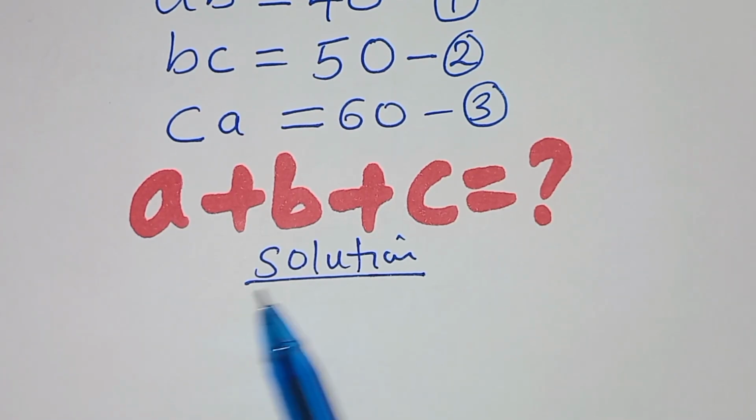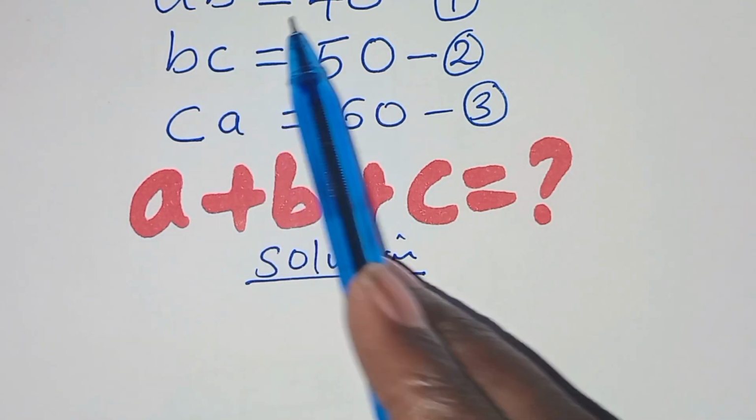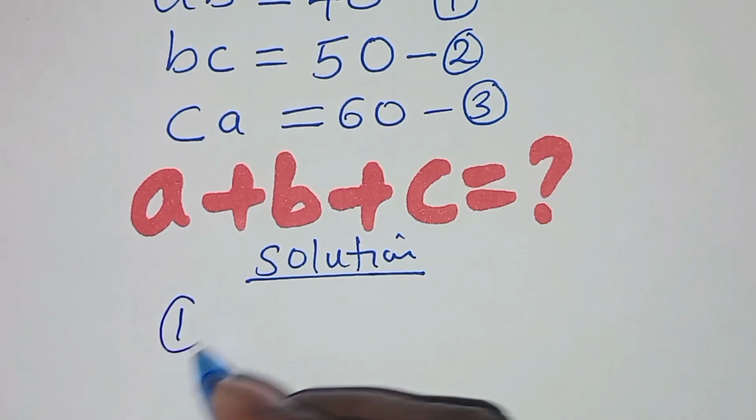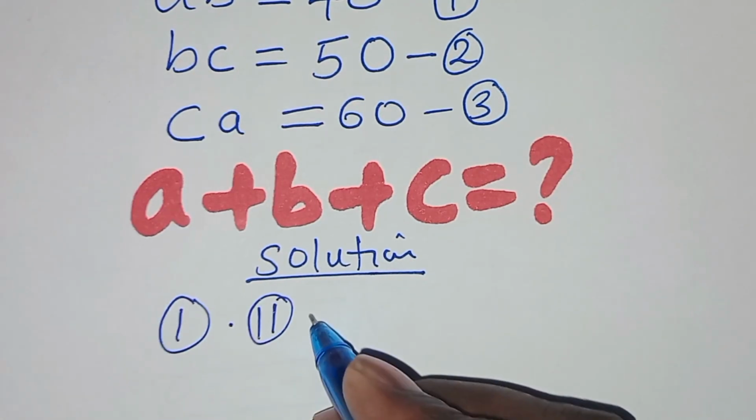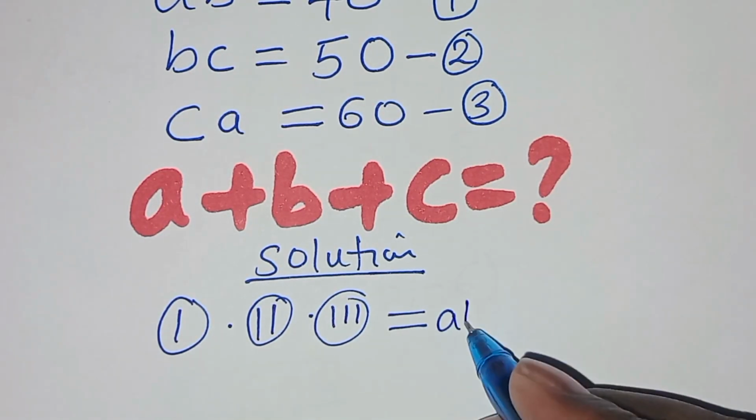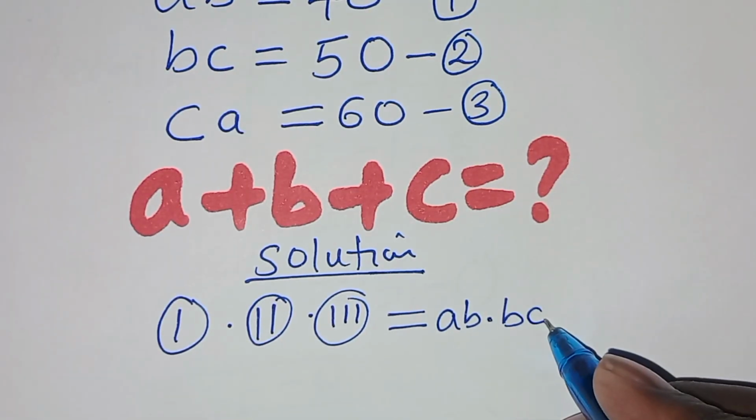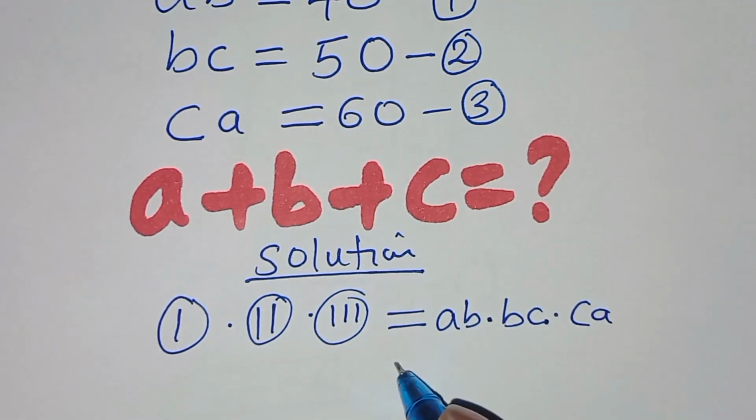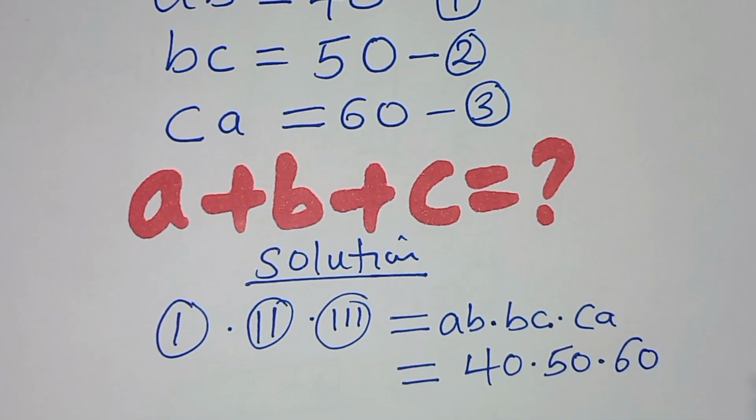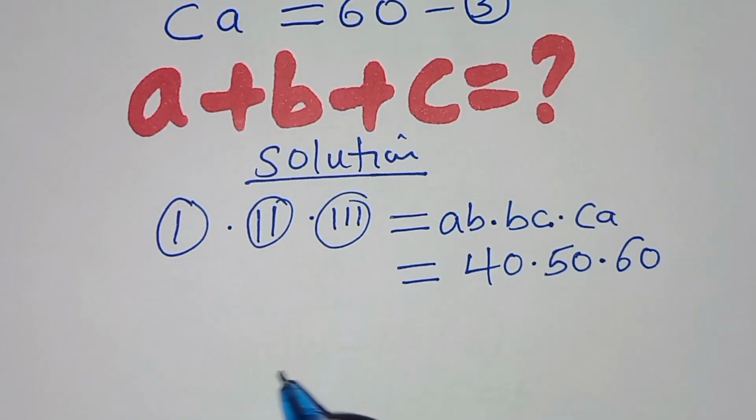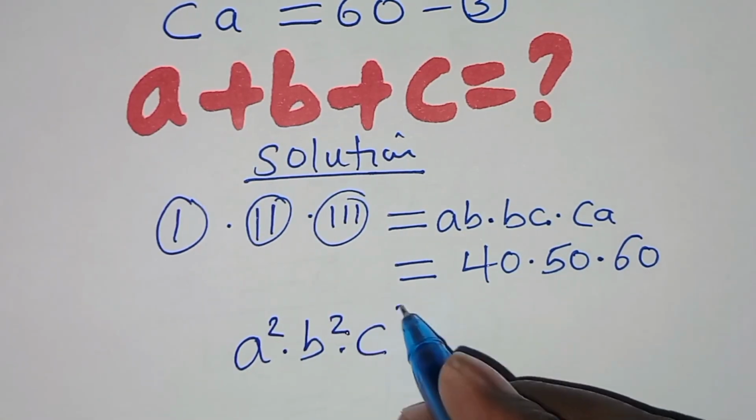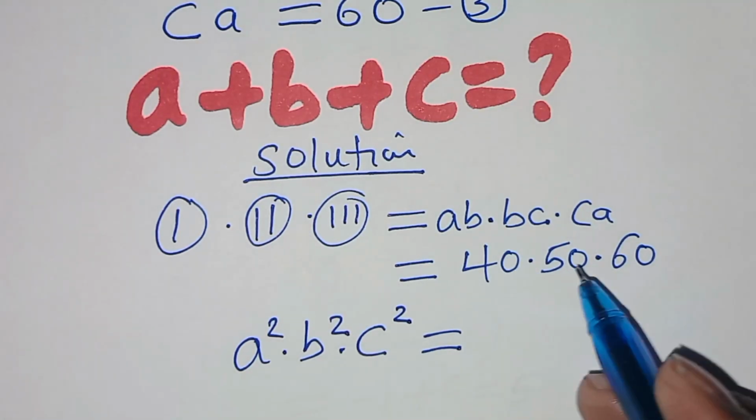So now solution from here, we have that AB is equal to 40, BC is equal to 50, CA is equal to 60. So let's multiply equation 1 by equation 2 and by equation 3. This is the same thing as A times B, B times C, C times A, which is equal to 40 times 50 times 60. So in this case, we'll have a squared times b squared times c squared equal to 40 times 50 times 60.